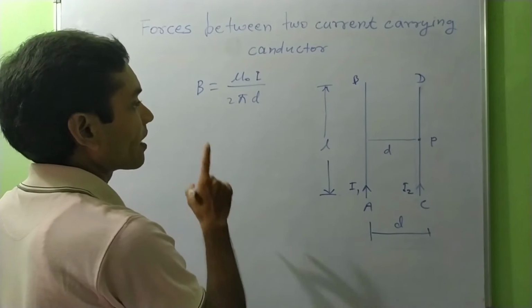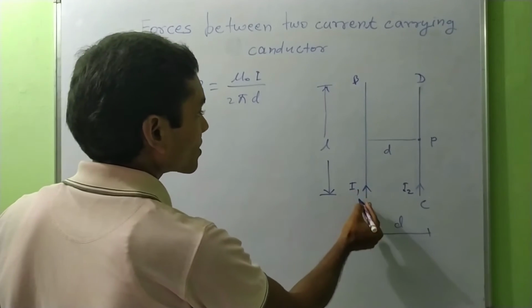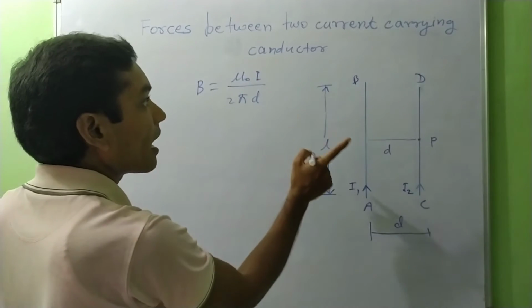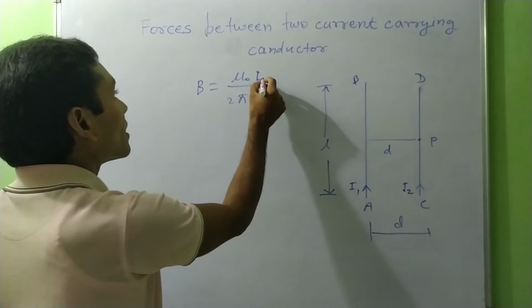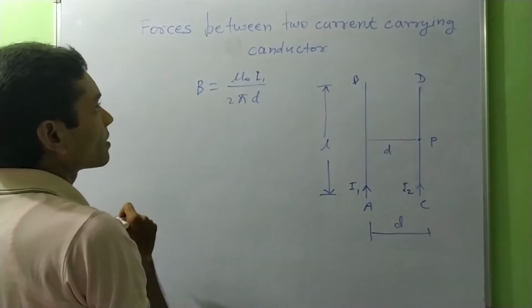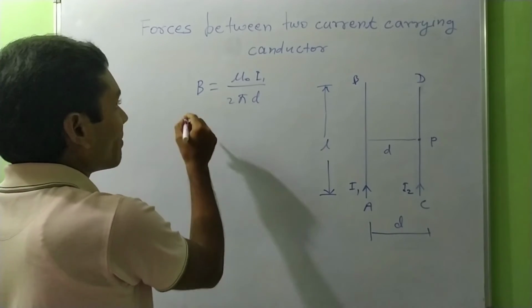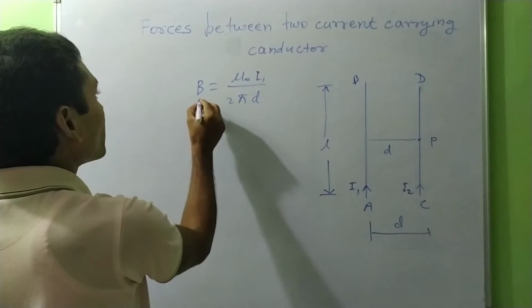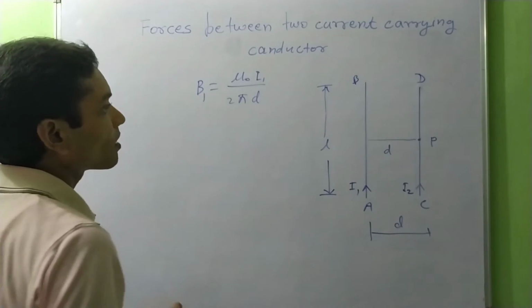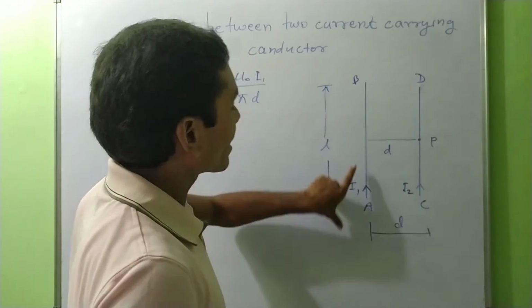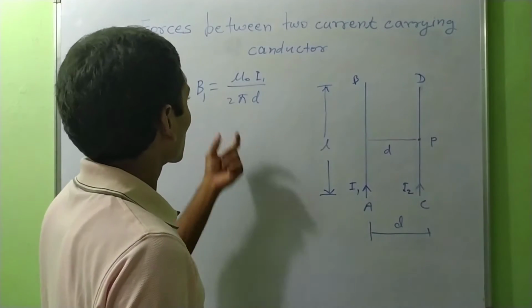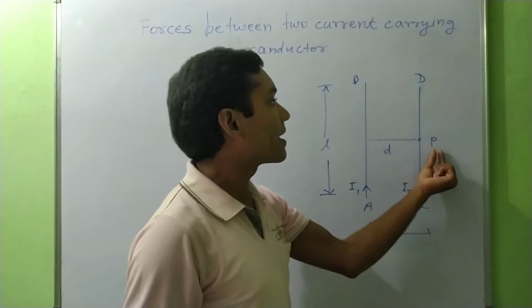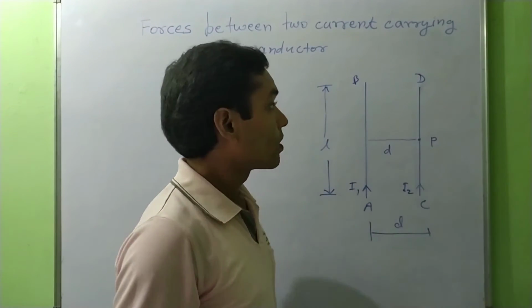The current flowing through conductor AB is I1, so here I will be I1. Let the magnetic field at point P due to the current carrying conductor AB be represented by B1. So this is the magnetic field at point P.